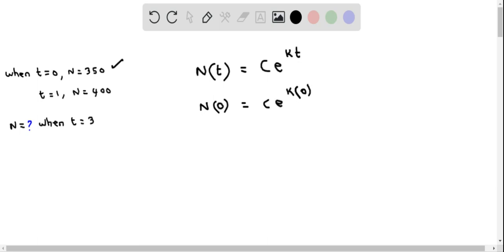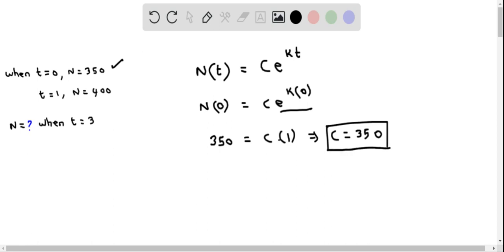When t equal to 0, n of 0 is 350. So here I write 350, and this equals c times e raised to the power of 0, which is 1. And so this implies c equals 350. We have now determined the value of c equals 350.